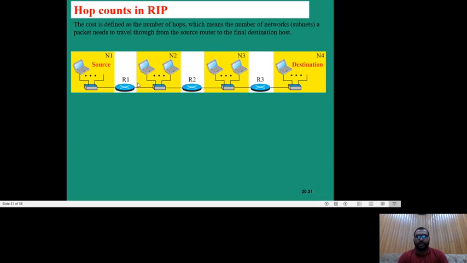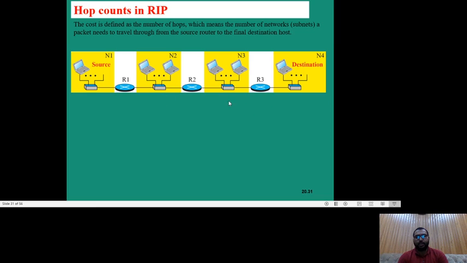Here in this figure you see that we have 4 networks that are connected with each other with the help of 3 routers: router 1, router 2, router 3. So we can say if some node in this network wants to communicate with a node in this other network, the total number of hops here you can count as 3.